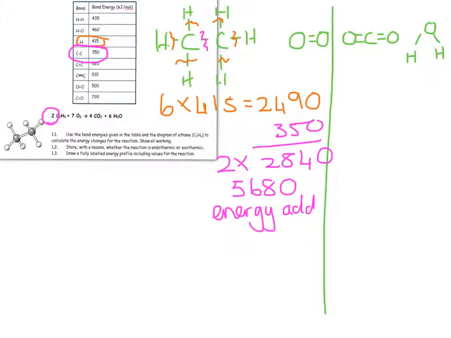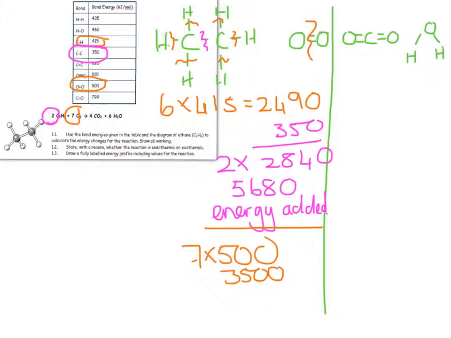That's not the only energy added. The other energy added is over here, where I am going to have to break 1 double bond oxygen. So the double bond oxygen is 500 over there. How many oxygens do I have? I have 7 of them. So 7 times 500, and I get 3,500. Remember, breaking bonds always requires energy to be added.